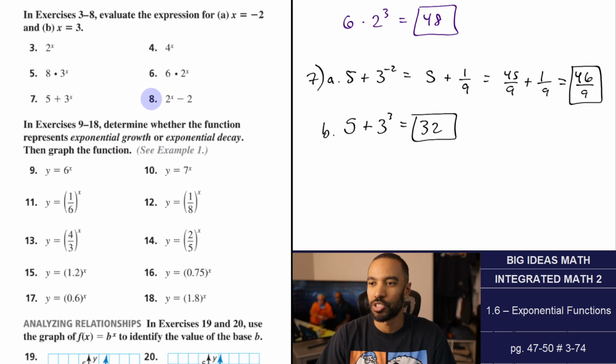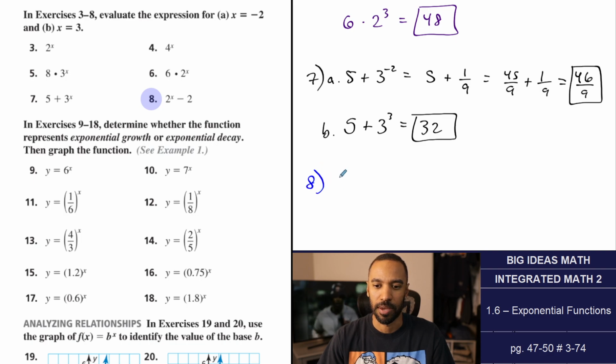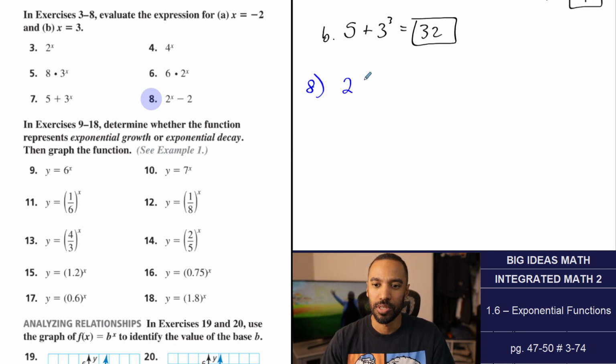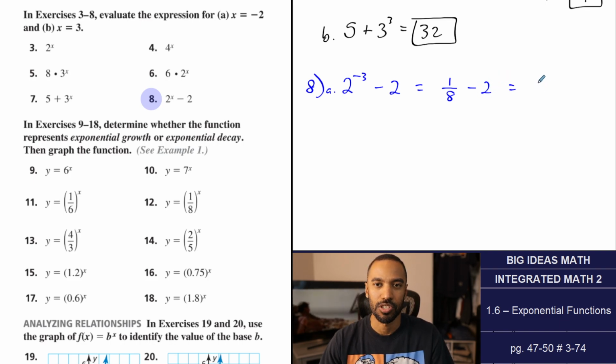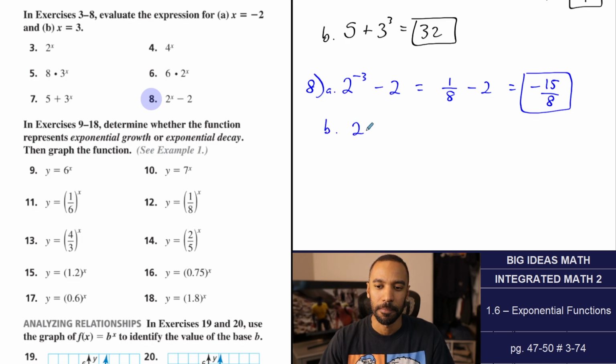And number 8, 2 to the x minus 2, kind of the same thing. Going back to my happy blue. 2 to the -3rd power minus 2, part A, is going to be 1/8 minus 2. 2 is also 16/8, so 1/8 minus 16/8 is -15/8. That'll work.